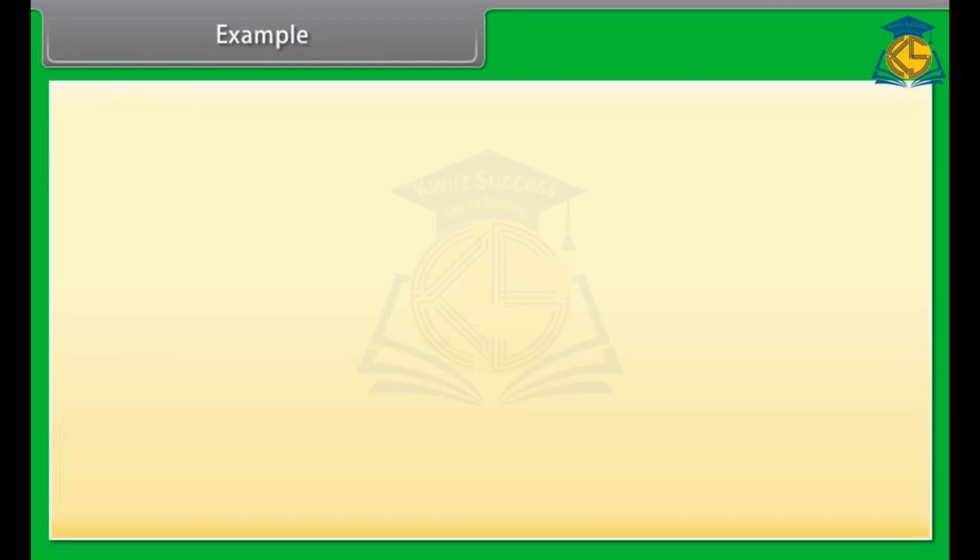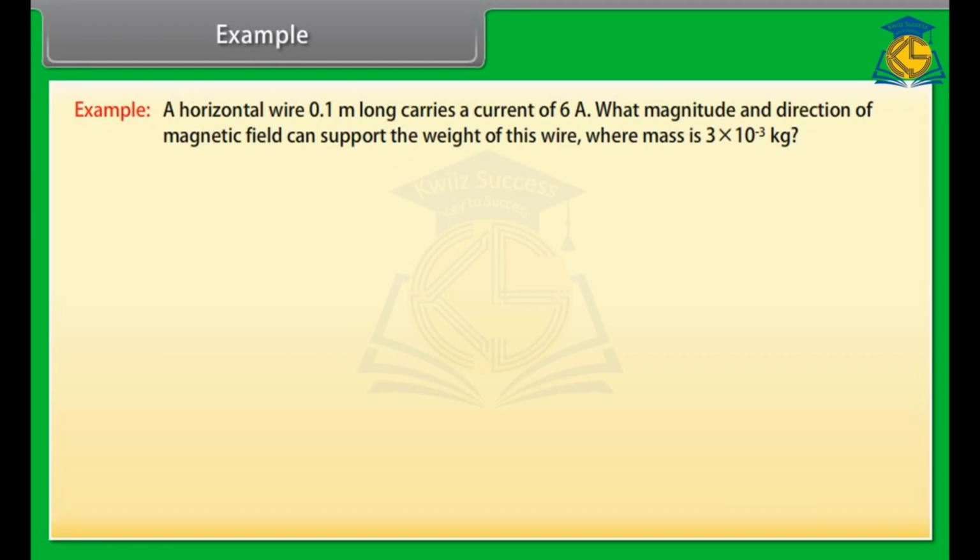Example. Let's take an example of magnetic force on a current-carrying conductor. A horizontal wire 0.1 meters long carries a current of 6 ampere.